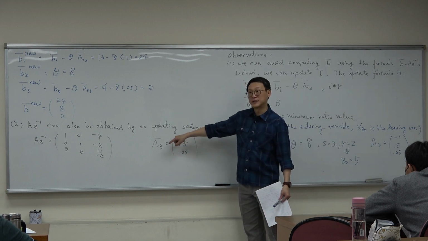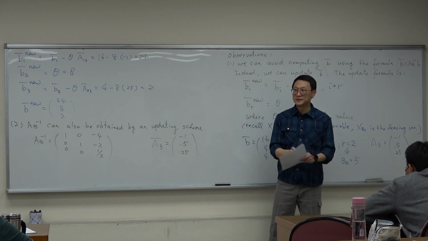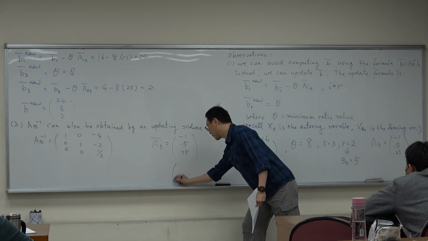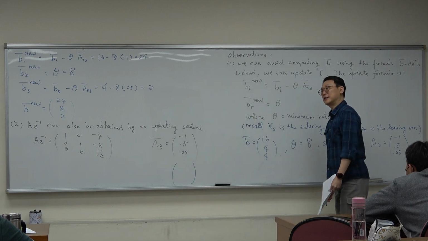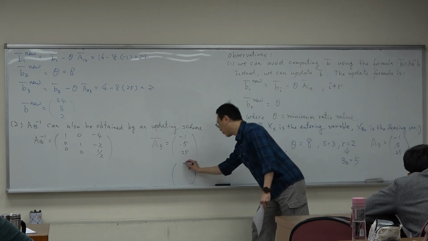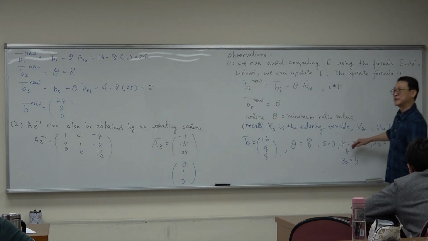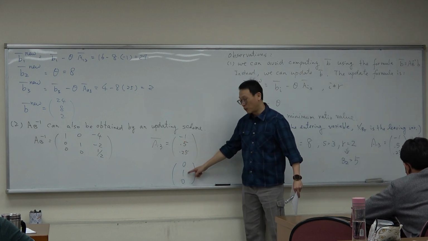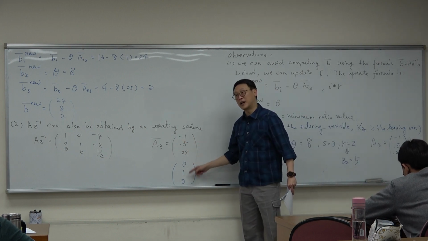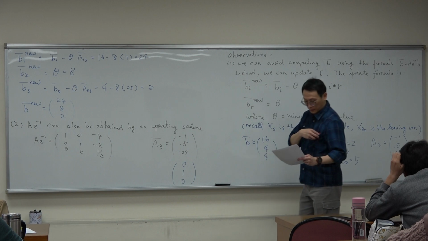If X3 is the entering variable, in the following iteration, A.3 bar should look like 0, 0, 1, 0. Because the second row is replaced by X3. So that's a 1. And the rest of the elements in the column should be 0. Okay? So what do we do here?